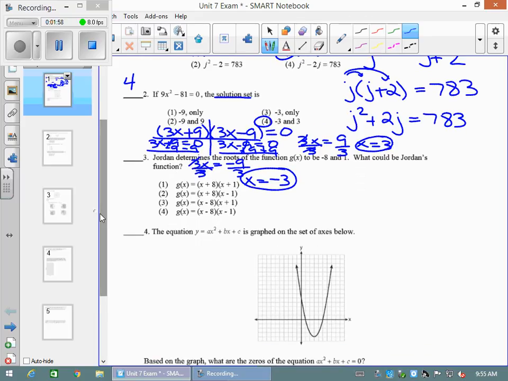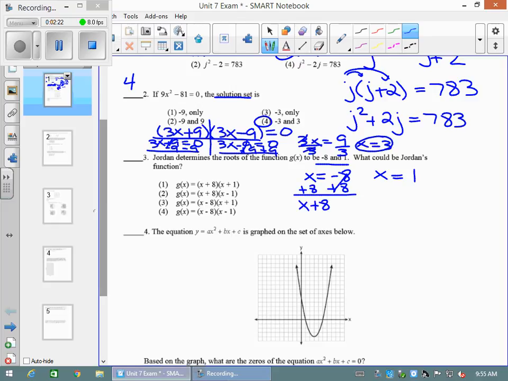Okay. Question 3, we're being told that the roots of our equation are negative 8 and positive 1. So what could be the function? Well, that means that x is equal to negative 8 and x is equal to positive 1. So if I want to get this back in terms of the factors, I need to get these both equal to 0. So x plus 8 is equal to 0. And if I subtract 1, I get x minus 1 is equal to 0.